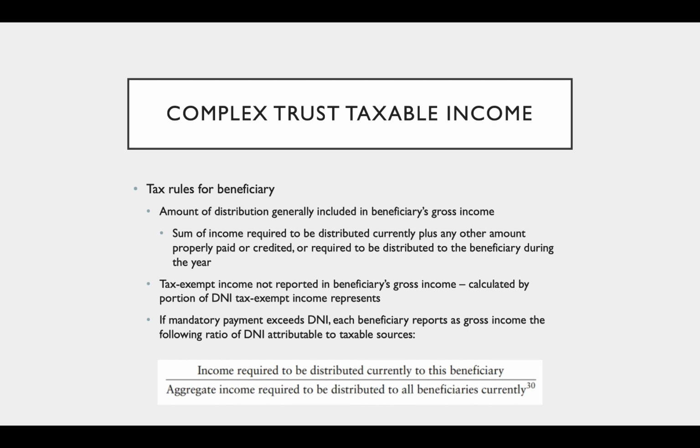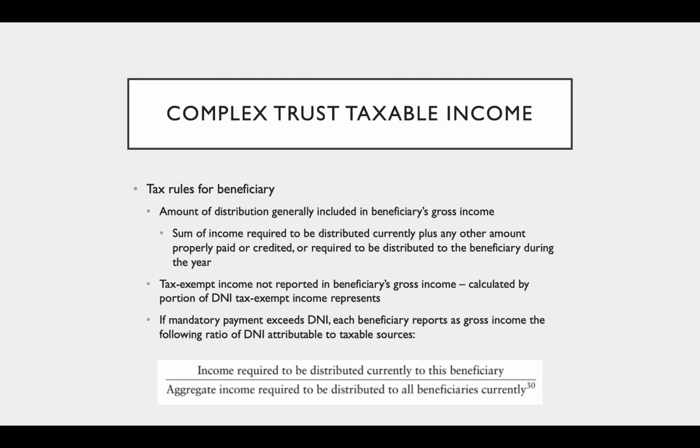The tax rules for the beneficiary are as follows. The amount of the distribution is generally included in the beneficiary's gross income, and we define that amount as the sum of the income required to be distributed currently plus any other amount properly paid or credited or required to be distributed to the beneficiary during the year.